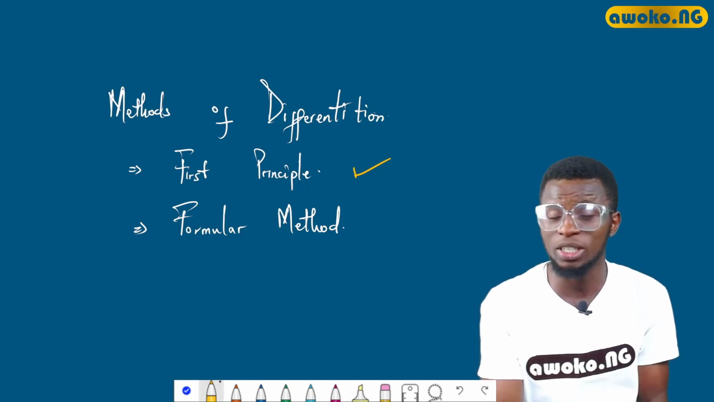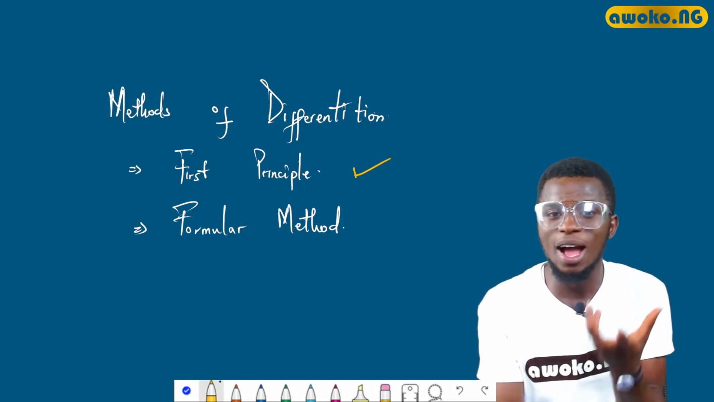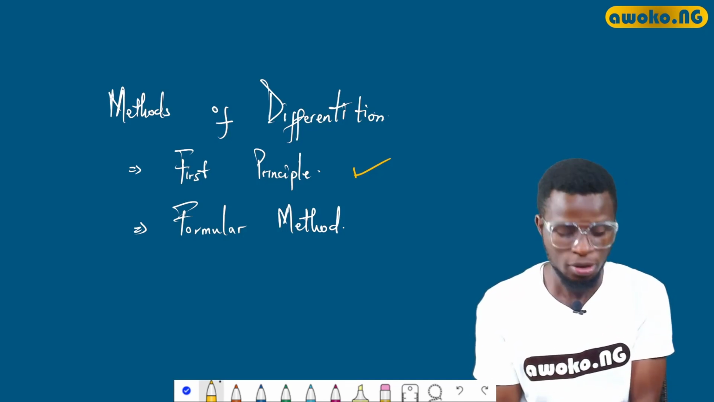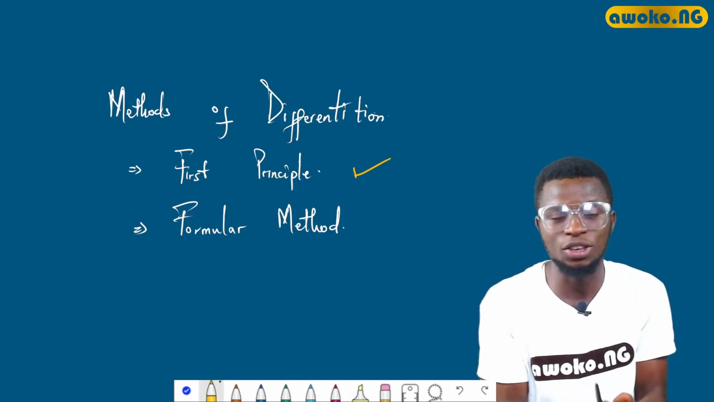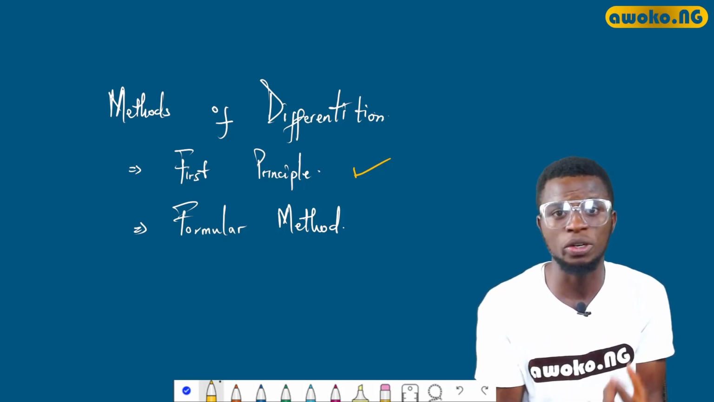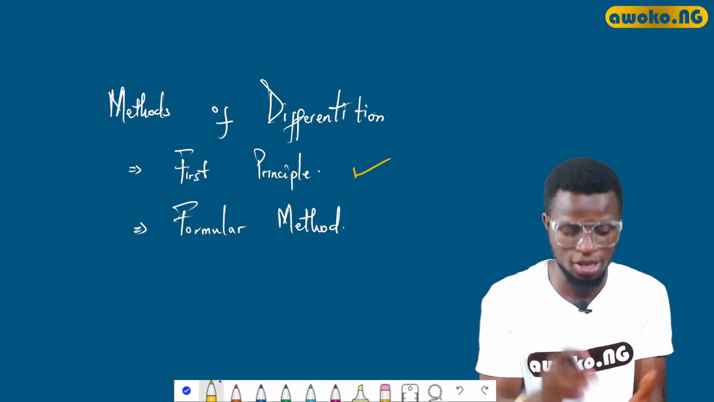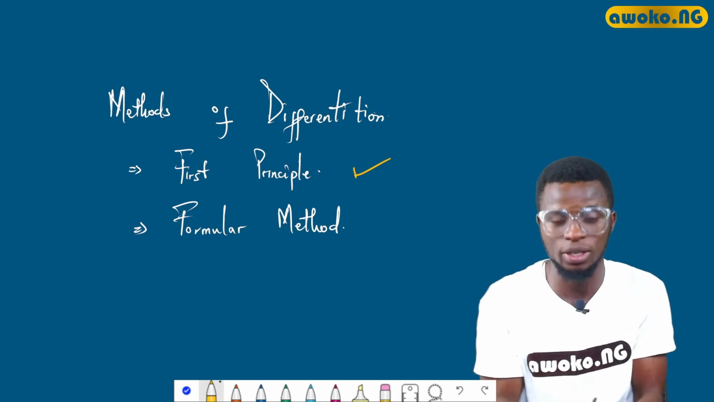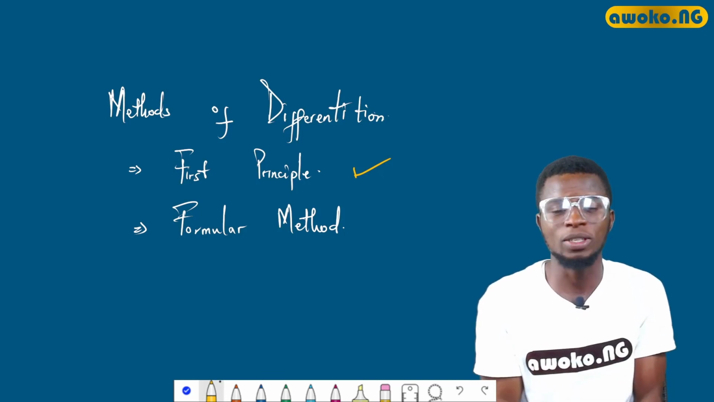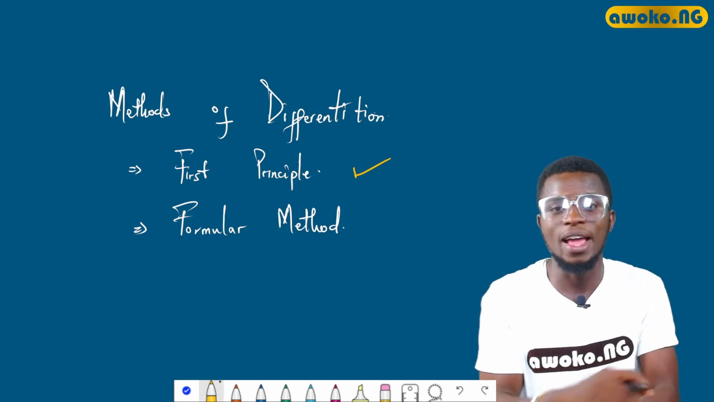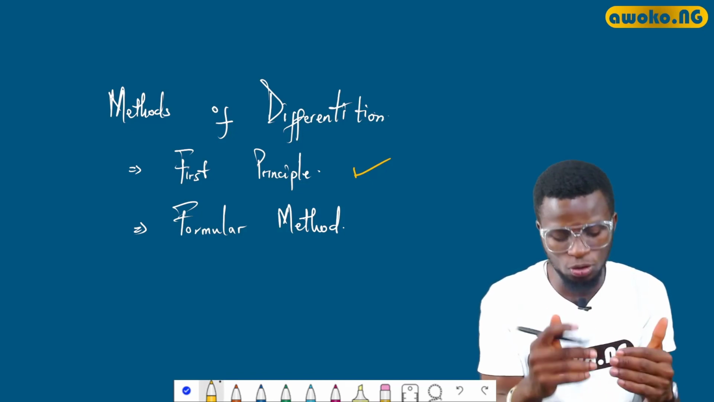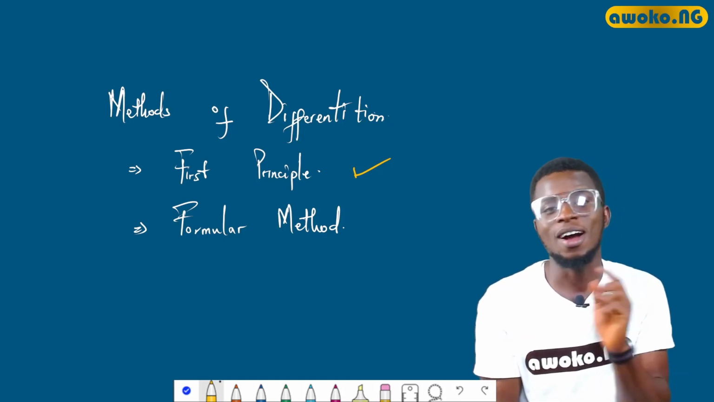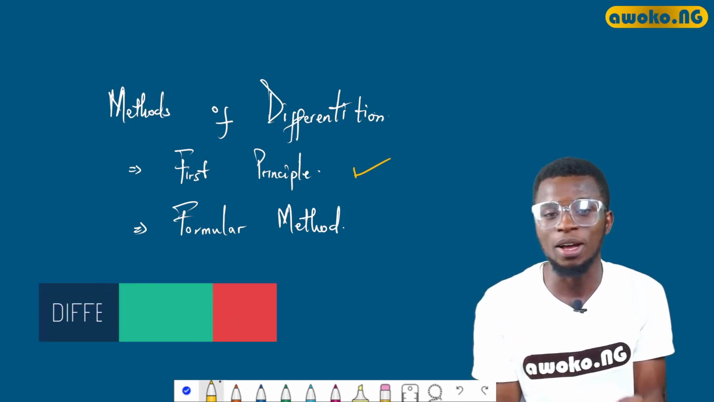The first principle differentiation has limited application in some exams like JAMB. But in case of your WAEC, an understanding of the first principle will really help you, because they might just specify, okay, solve this particular function using first principle. In that case, you have no other choice than to use the first principle. But in a case where you are not asked to use any of the methods, I would advise you to use the formula method. And why do I say that? It will be visible in our next class where we'll talk about the formula method.